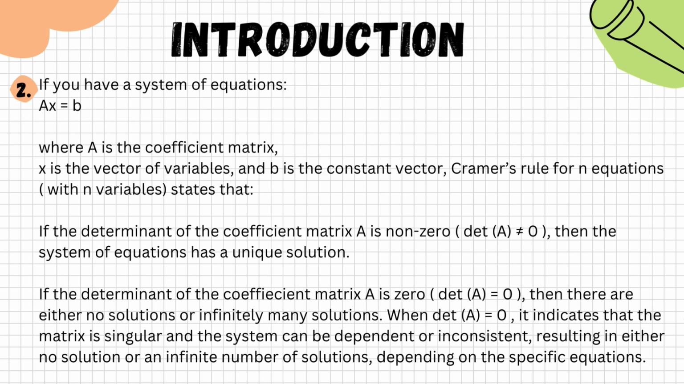If the determinant of the coefficient matrix A is non-zero, then the system of equations has a unique solution. If the determinant of the coefficient matrix A is 0, then there are either no solutions or infinitely many solutions. When determinant A equals 0, it indicates that the matrix is singular and the system can be dependent or inconsistent, resulting in either no solution or an infinite number of solutions depending on the specific equations.